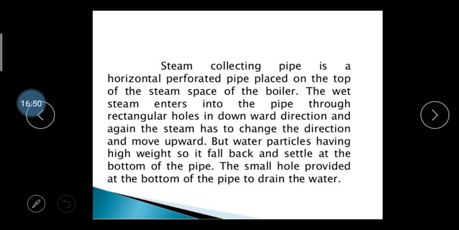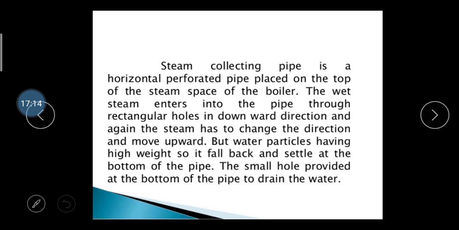The wet steam enters the pipe through the rectangular hole in the downward direction, and then the steam has to change direction and move upward. But the water particles, having high weight, fall back and settle at the bottom of the pipe, and a small hole is provided at the bottom of the pipe to drain the water.